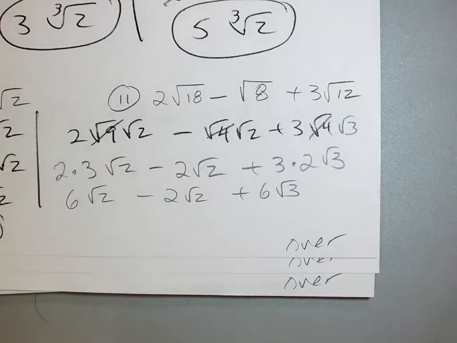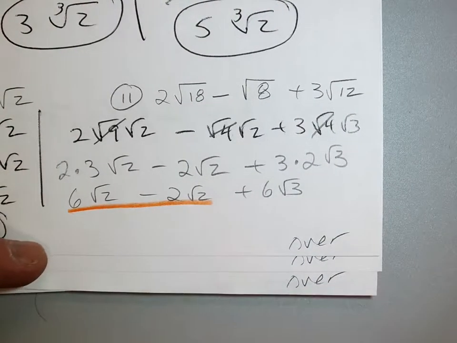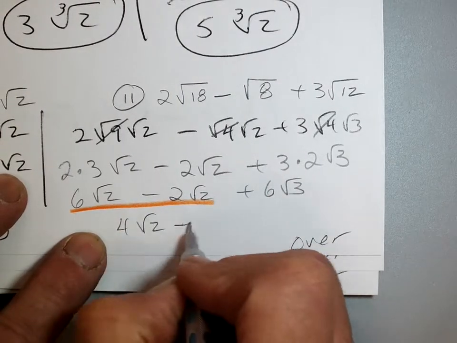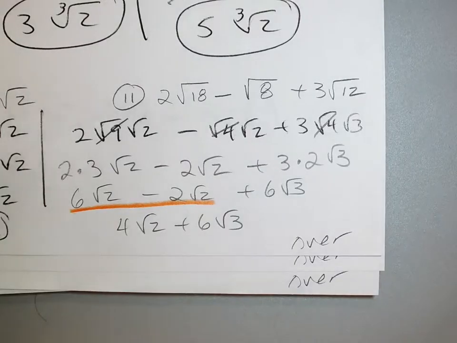Now, only add the ones that are the same. These two are the same. Yep. 4 square root of 2 plus 6 square root of 3. That's it. Capisce, right? Don't add or subtract ones that aren't the same. Okay? All right, ready for the next one?